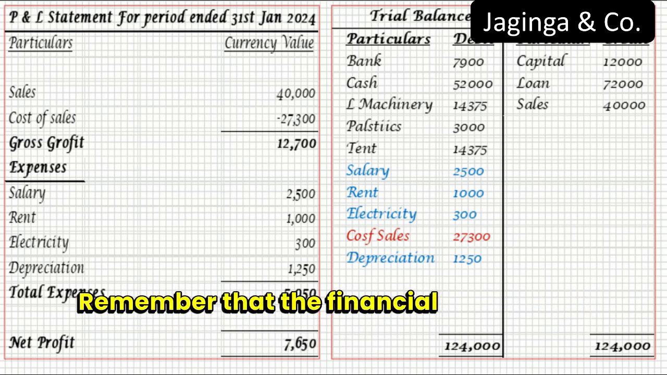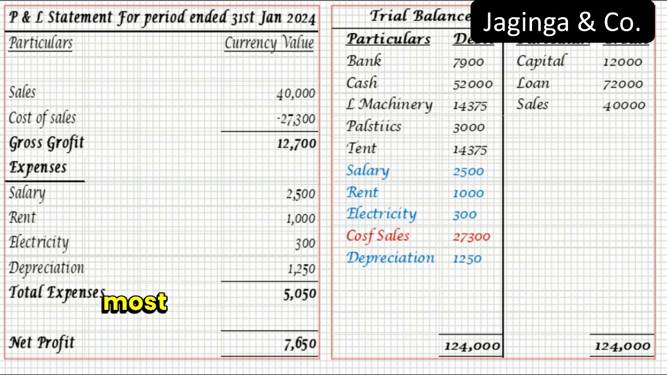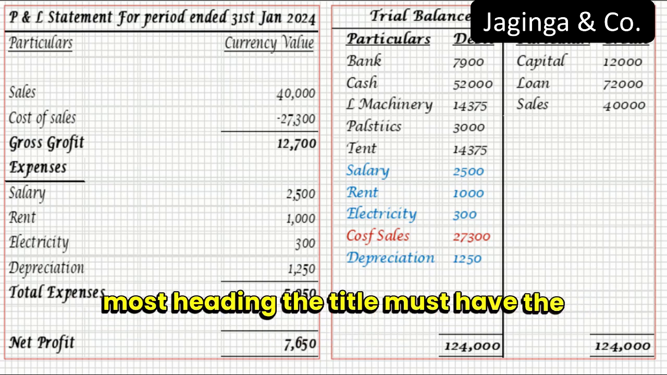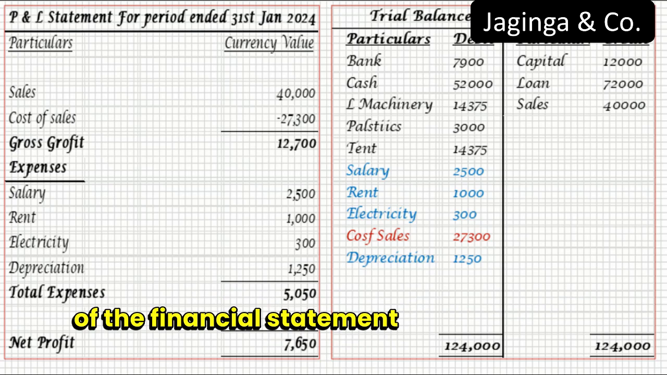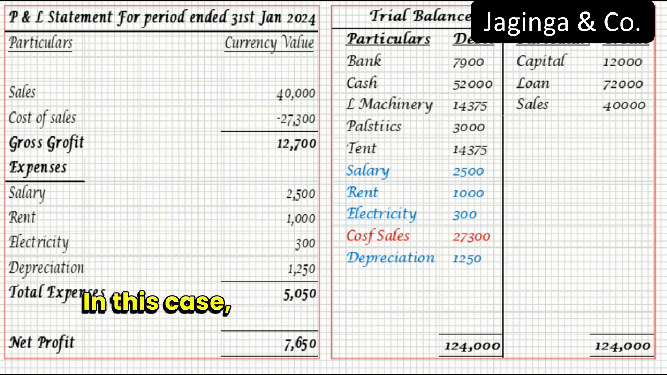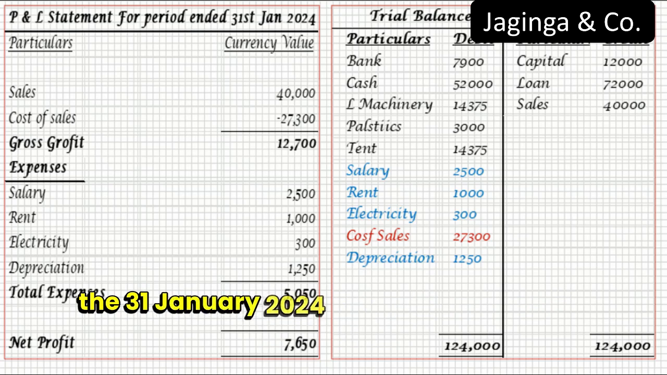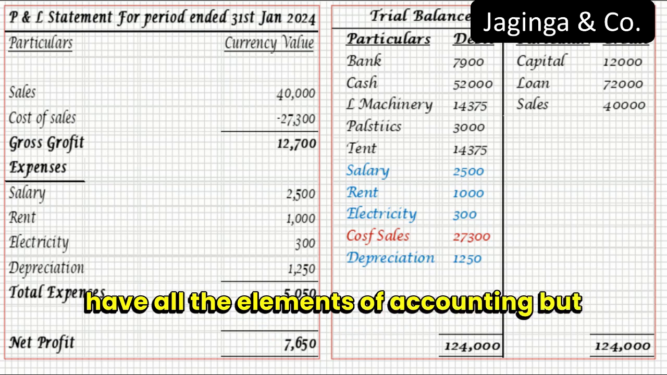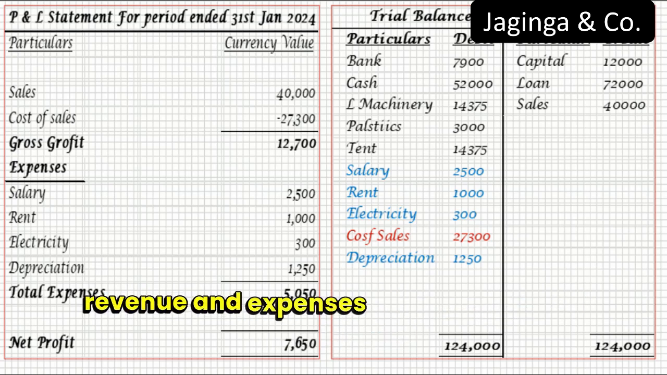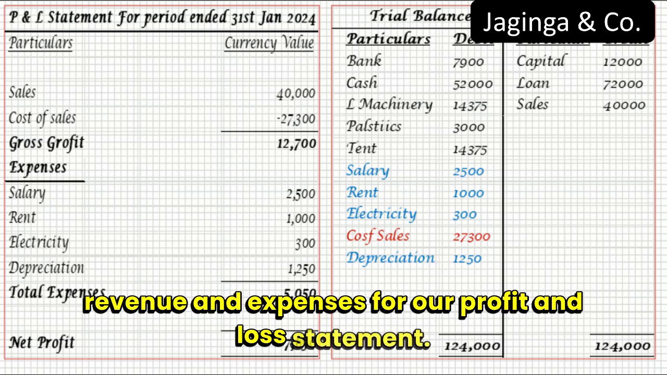Remember that for the financial statements, at the topmost heading, the title must have the name of the financial statement and the period, in this case, profit and loss statement for the period ended 31st January 2024. Checking our trial balance, we have all the elements of accounting, but we only need revenue and expenses for our profit and loss statement.